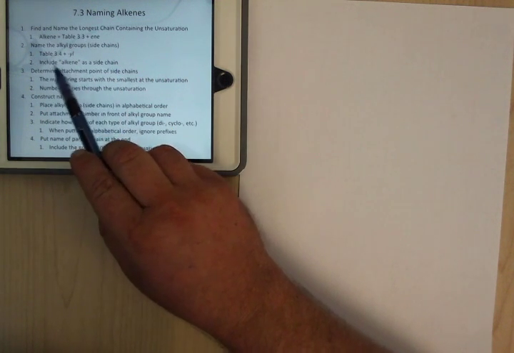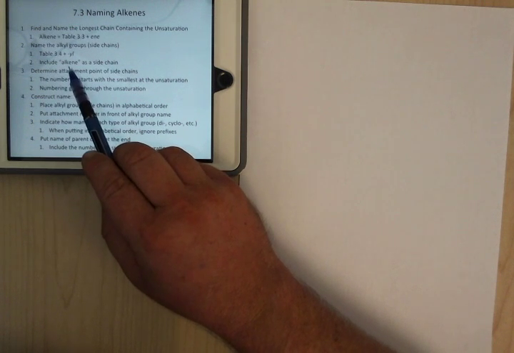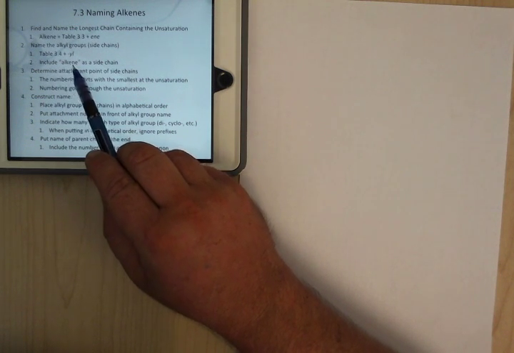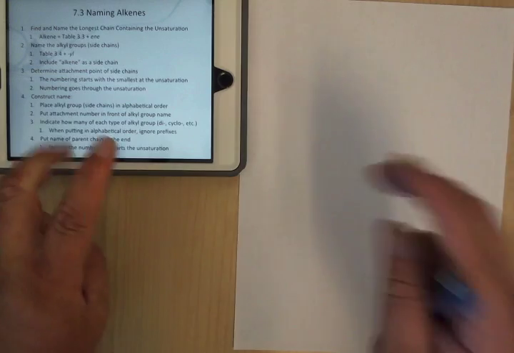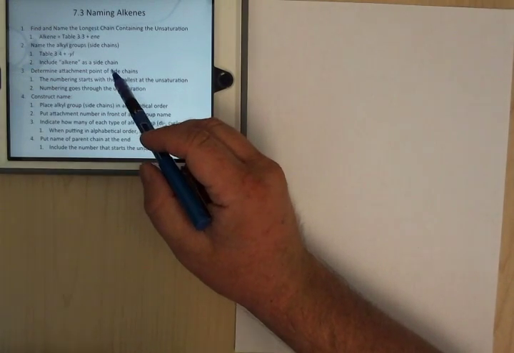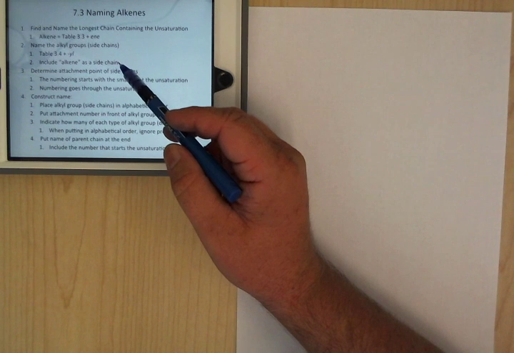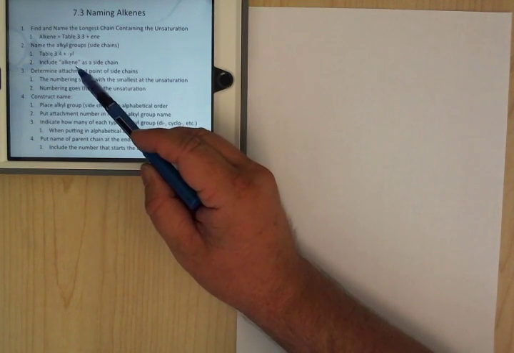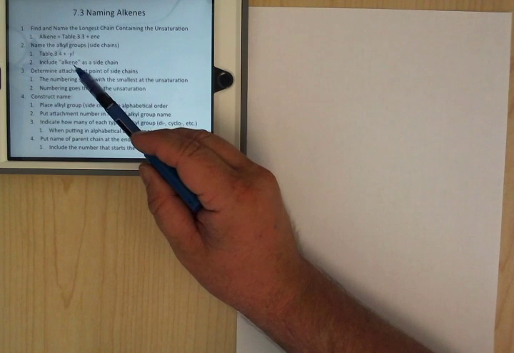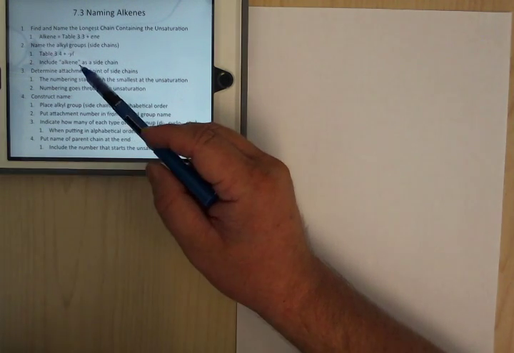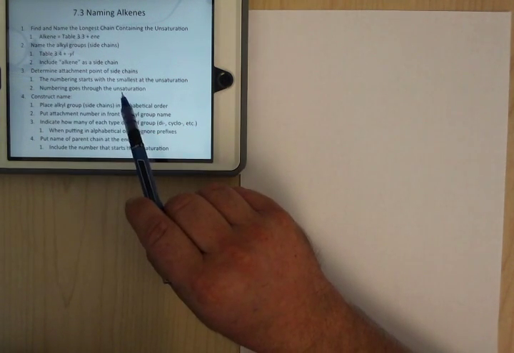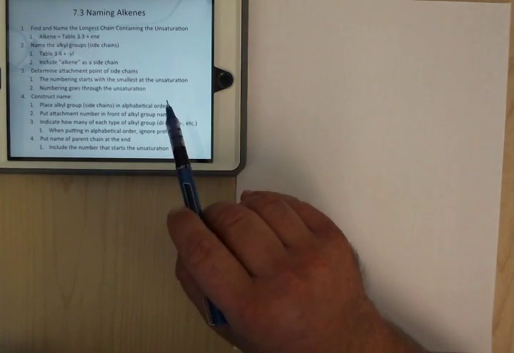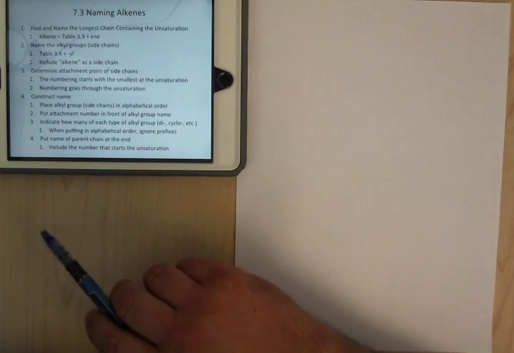The way that we do the alkyl chain just before, we have to include alkene, notice in quotes, we're not going to write it, but we're going to need to know it for the attachment points. So the alkene, that's why it's in quotes. I'll show you, stuff like that. But include this in your list of alkyl groups, because you're going to need to know where the alkene starts on the chain. So the numbering starts with the smallest number at the unsaturation point. Basically, what that means is it starts on the side closest to the double bond.